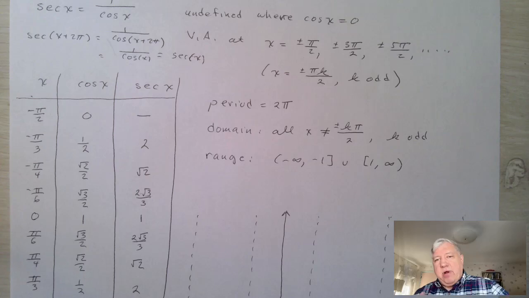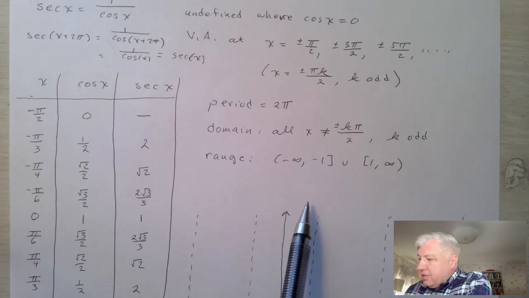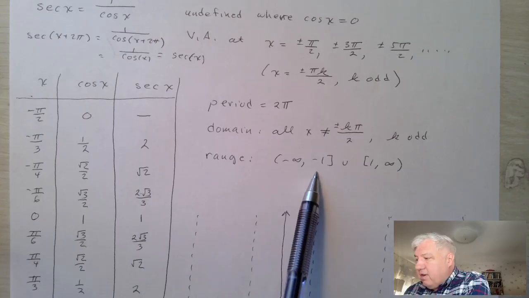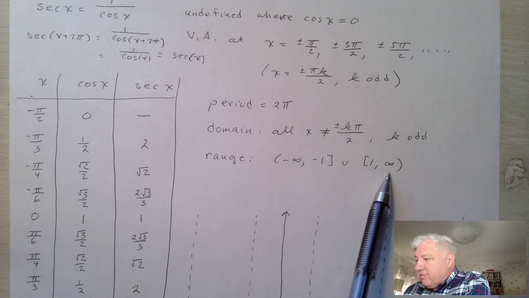and the domain is going to be all numbers anywhere where we don't have a vertical asymptote. So it would be all real numbers x not equal to an odd multiple of plus or minus pi over 2. And we're going to see that the range is quite different. The range is going to be from negative infinity to negative 1, and from 1 to infinity.